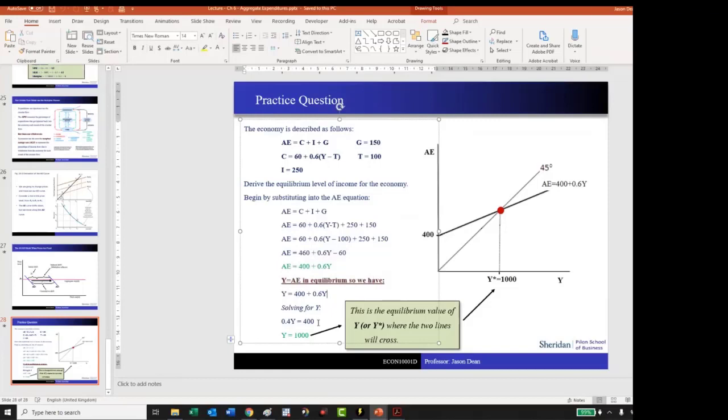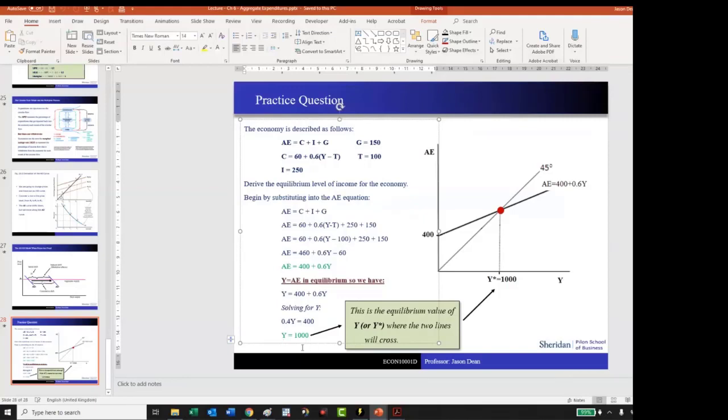So we know that y equals AE, so we're just going to put y here instead of AE and solve for y. If we put the y in here, we're going to bring this 0.6y over to the left. And so we'll have y minus 0.6y, because when we bring this over, it'll be negative. And so 1 minus 0.6 is 0.4, so we have 0.4y.